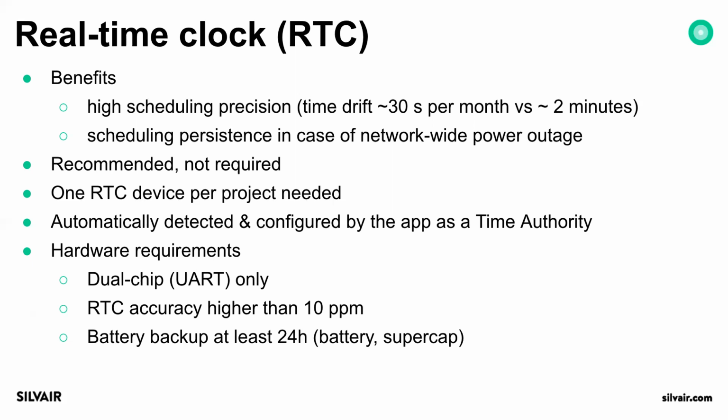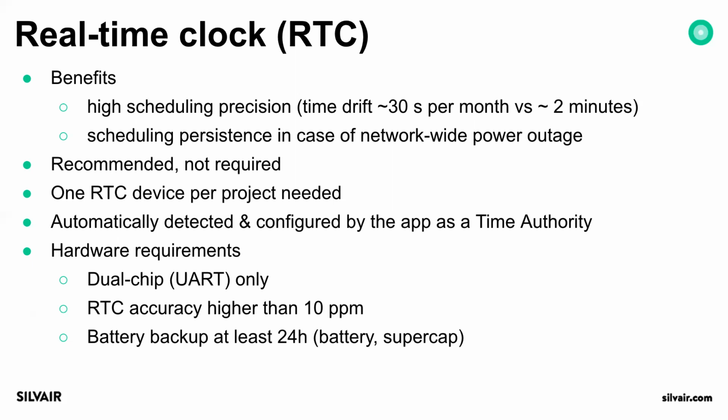I also want to highlight that because the mobile app automatically detects the best candidate for being the time authority, so the device that keeps the time and propagates the time in the network, we need to have only one real-time clock device per project, because the app will automatically detect it, select it, and configure it as a time authority.